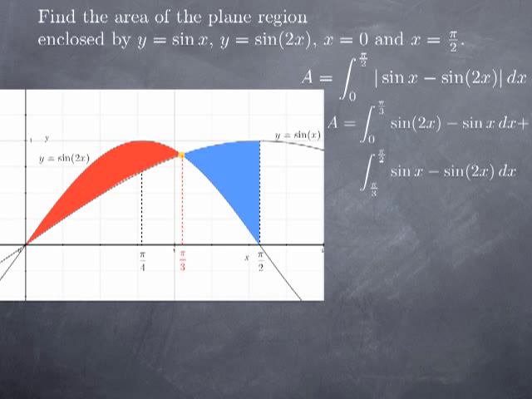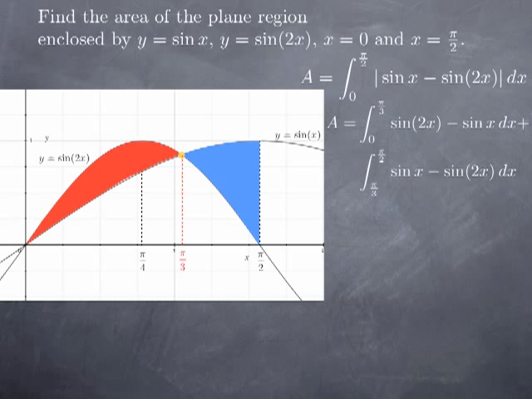Namely, so now to obtain the area, instead of using the absolute value of the difference, we're going to be able to write explicitly what it is. So from 0 to pi over 3, the function sine 2x is greater than the function sine x. So if we set up the integral from 0 to pi over 3 of sine 2x minus sine x, that will give us the red part of the area we're looking for. And then we're going to add the blue part, which is going to be the integral from pi over 3 to pi over 2 of sine x minus sine 2x, because on that interval sine x is greater than sine 2x.